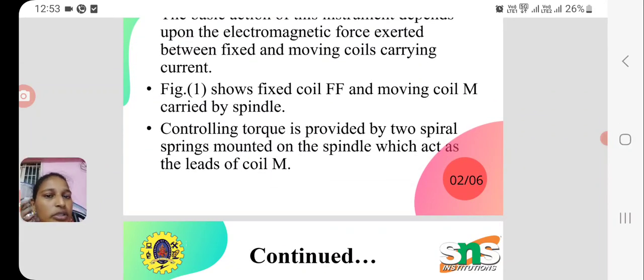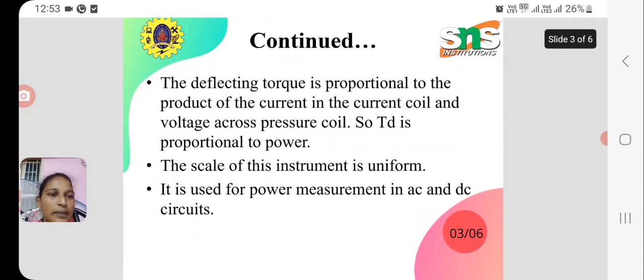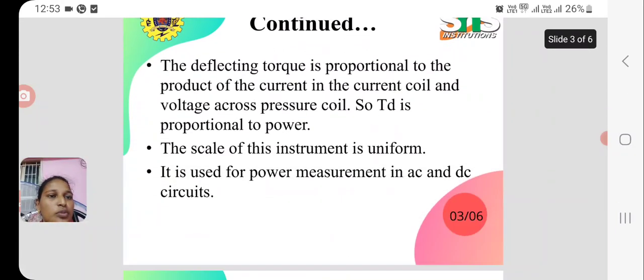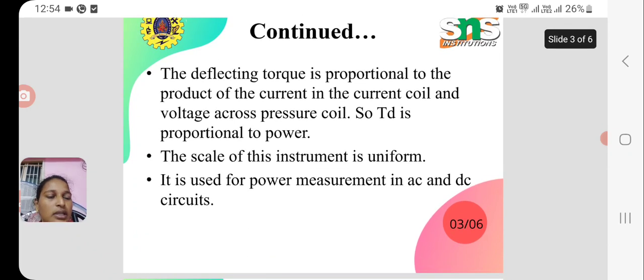The fixed coils denoted by FF and the moving coil M are carried by the spindle. The controlling torque is provided by two spiral springs mounted on the spindle, which act as the leads to coil M. The deflecting torque is proportional to the product of the current in the current coil and the voltage across the pressure coil. Power, as we all know, P is equal to V into I. Also, the deflecting torque produced is a product of the current in the current coil and the voltage in the pressure coil. Therefore, TD is proportional to the power.